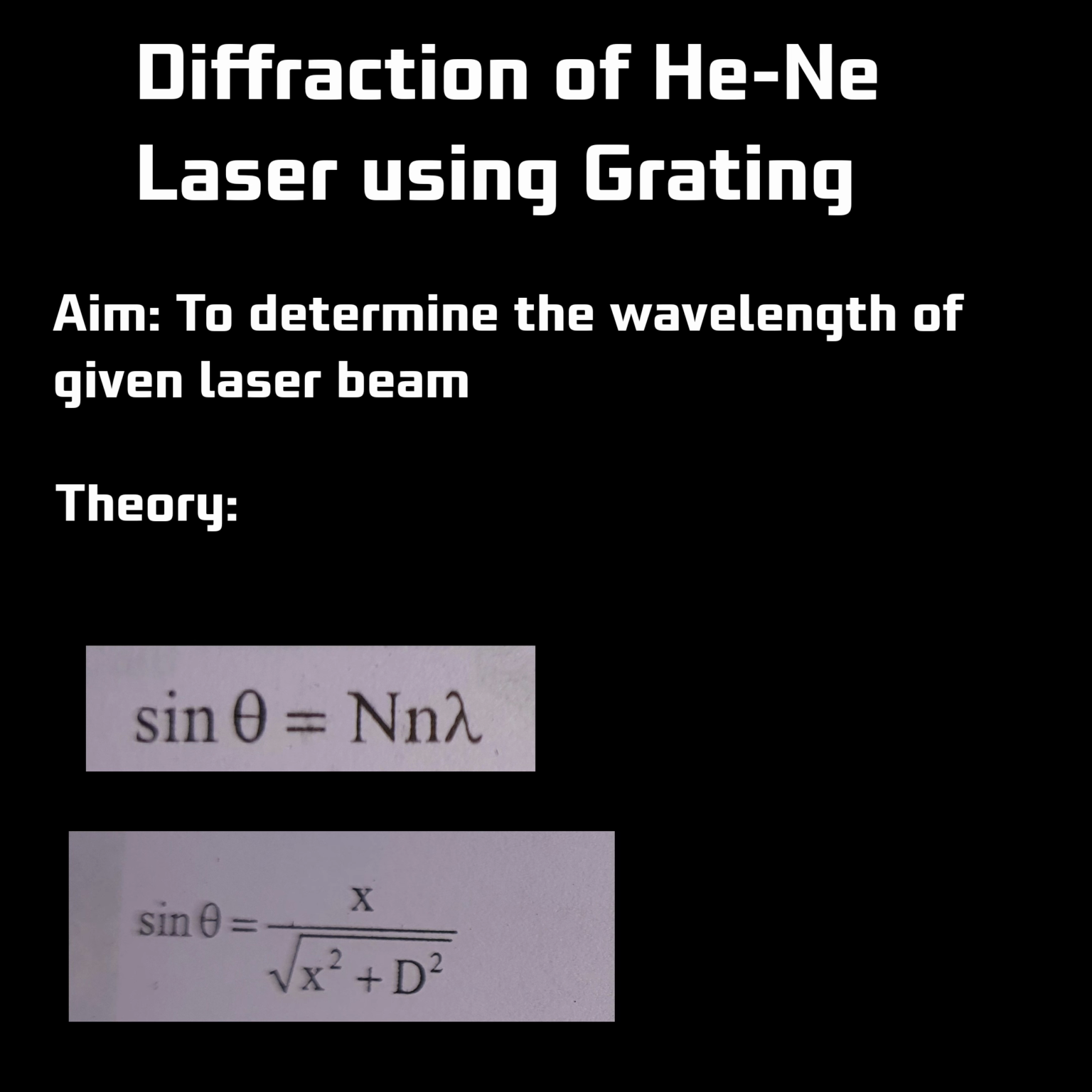And the second equation that we are using is sin theta is equal to x divided by root of x square plus d square, and by using that equation you can find the angle of diffraction. Here x is the distance from the central maxima to the corresponding orders of spots that we are observing on the screen, and capital D is the distance from the screen to the grating.